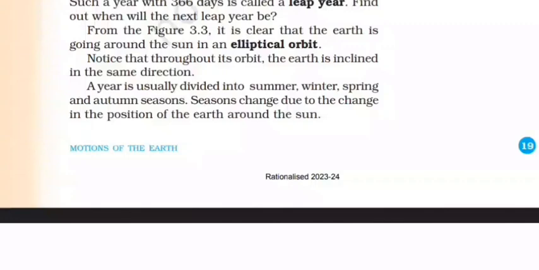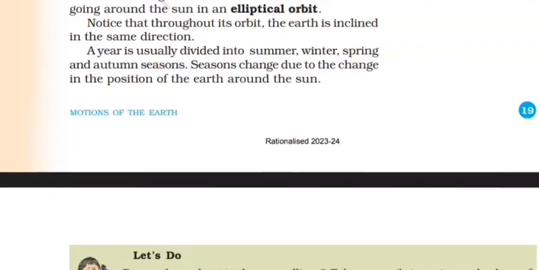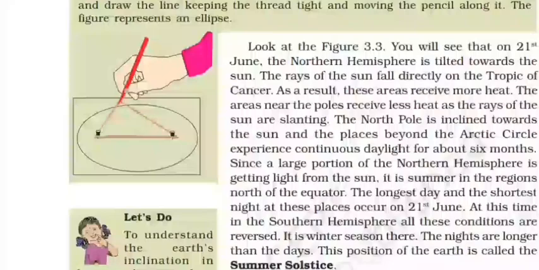Notice that throughout its orbit the earth is inclined in the same direction. That means it never changes its inclination though it is revolving around the sun. A year is usually divided into summer, winter, spring and autumn seasons. Seasons change due to the change of position of the earth around the sun. The very simple reason for the seasons to change is the changing position of the earth around the sun.